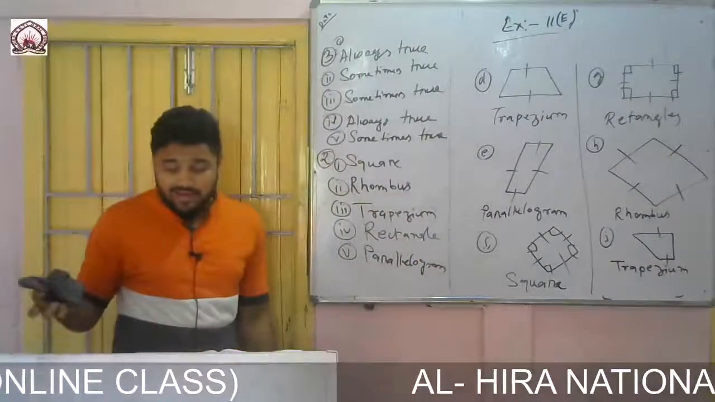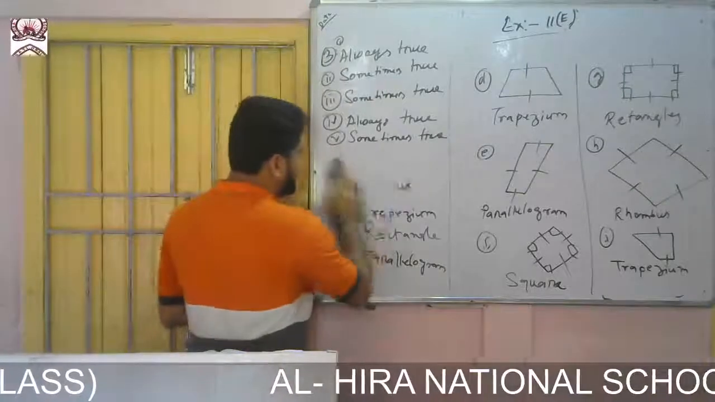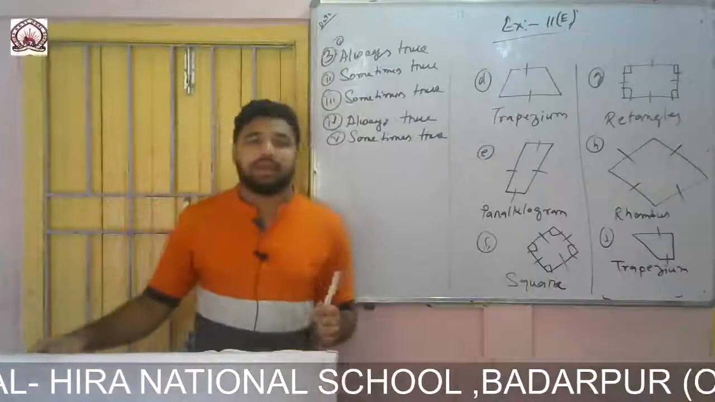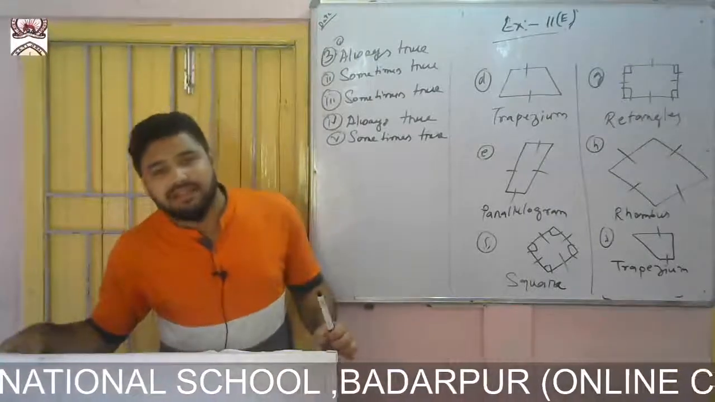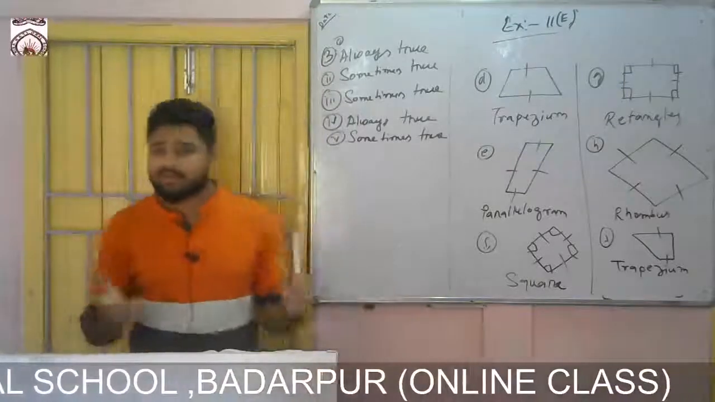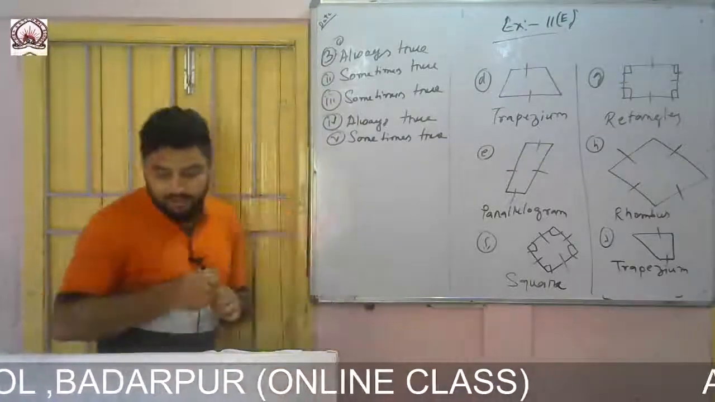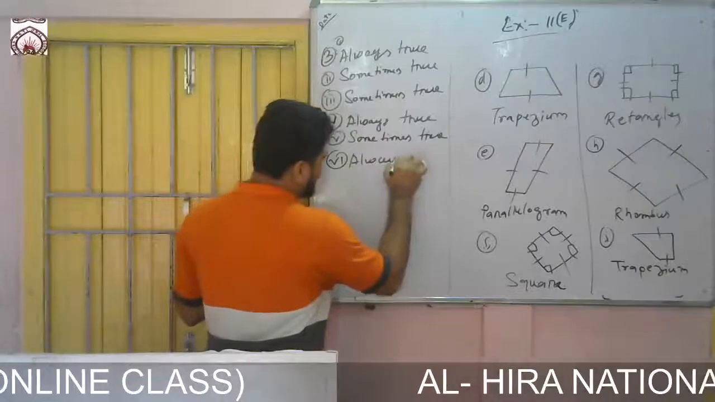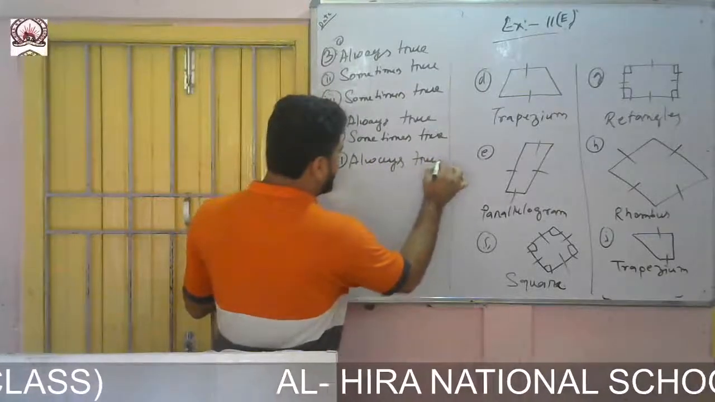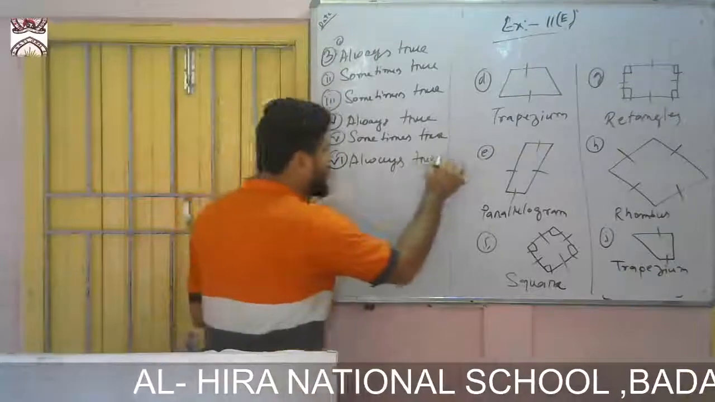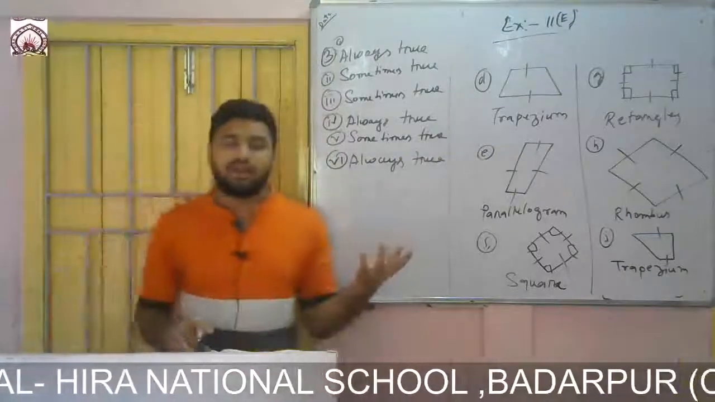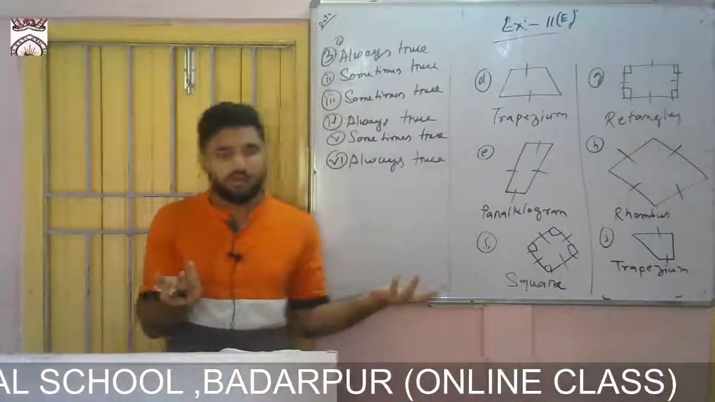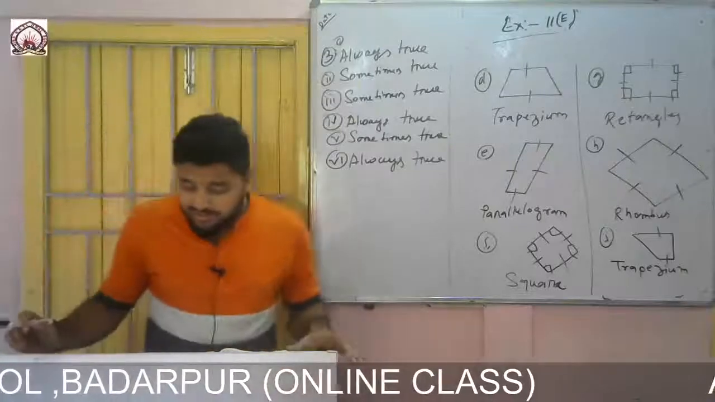Now come to 6. A square is a rhombus. Yes, we know. In a rhombus all the sides are equal, and in a square also all the sides are equal. So it is always true. So whenever we draw a rhombus, it will match the characteristic of a square, because in a rhombus all the sides are equal, and in a square all the sides are also equal. So it is always true.